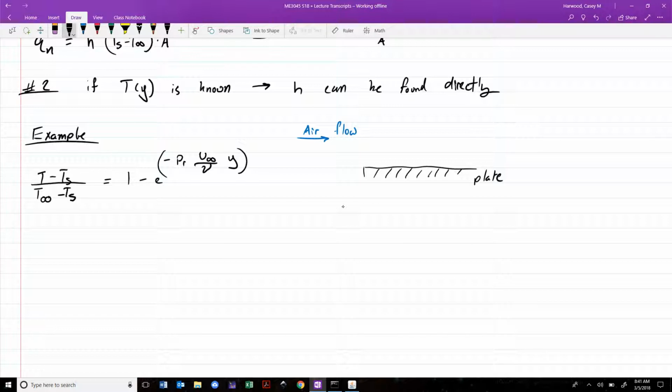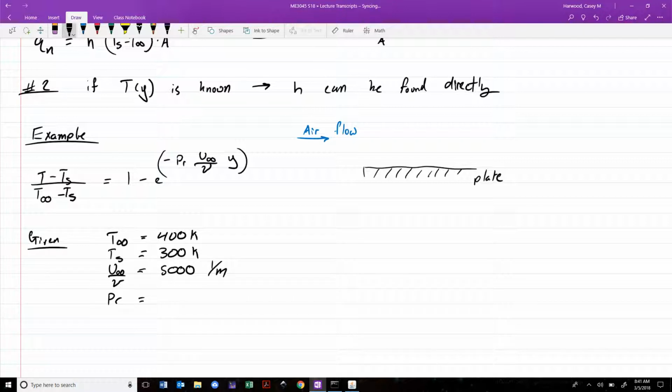So we're given the following information about this airflow. The free stream temperature is 400 Kelvin. The surface temperature is 300 Kelvin. This U over nu, the ratio of the free stream velocity to the viscosity, is 5,000 1 over meter. And this Prandtl number, which we don't need to worry about yet, just has a value of 0.7.